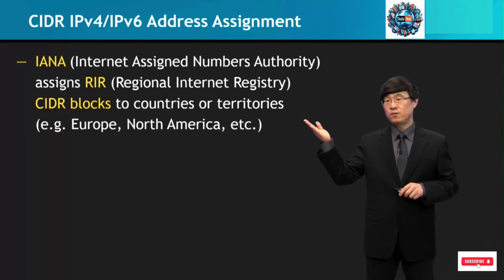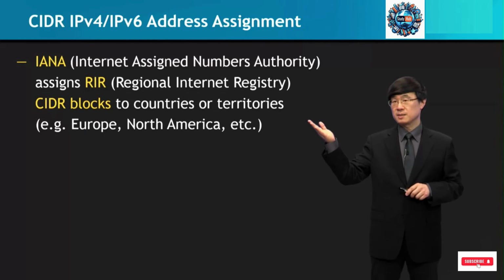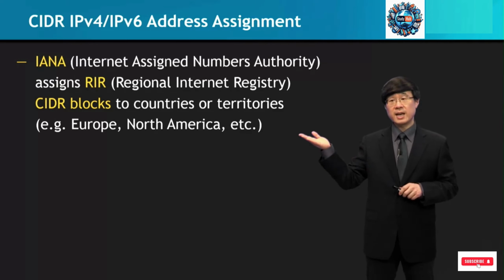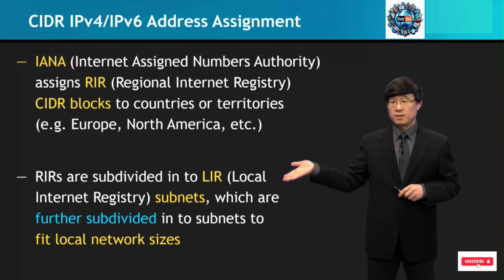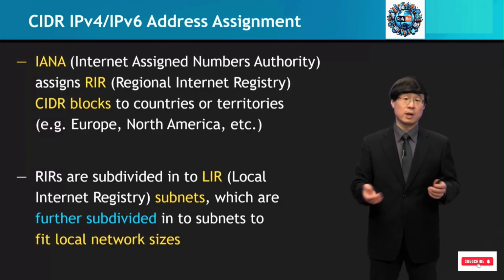For CIDR IPv4 and v6 address assignments, the IANA, the Internet Assigned Numbers Authority, assigns Regional Internet Registry, or RIR, CIDR blocks. These are assigned to countries and huge territories. These RIRs are subdivided into LIR, which are the Local Internet Registry subnets, which are further subdivided into subnets that fit the local network size.